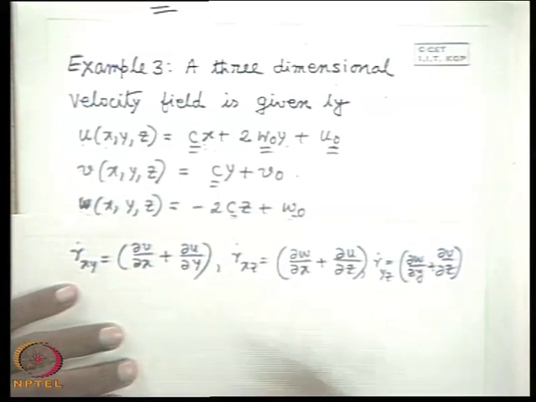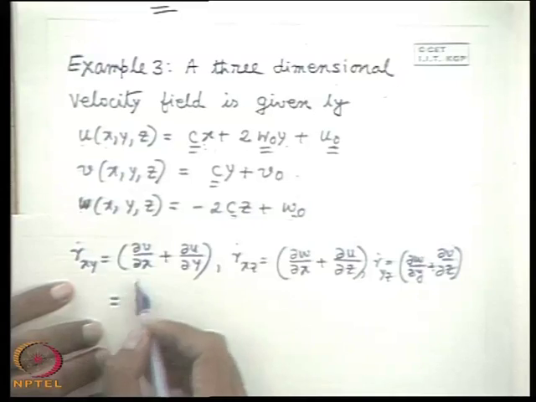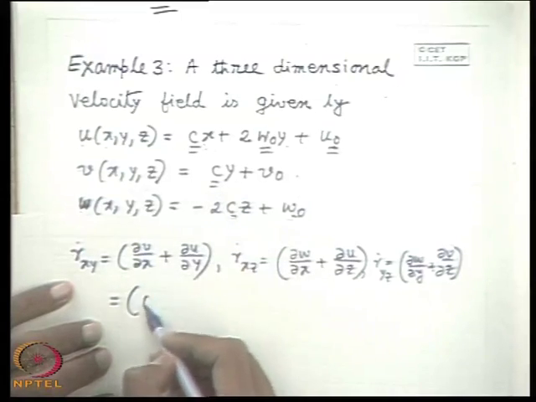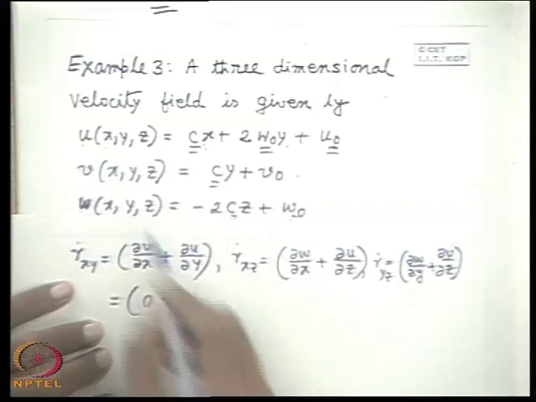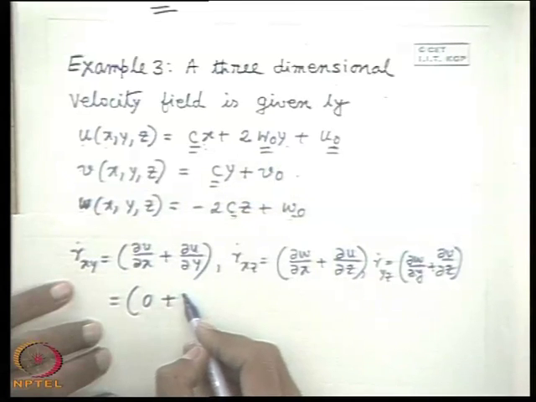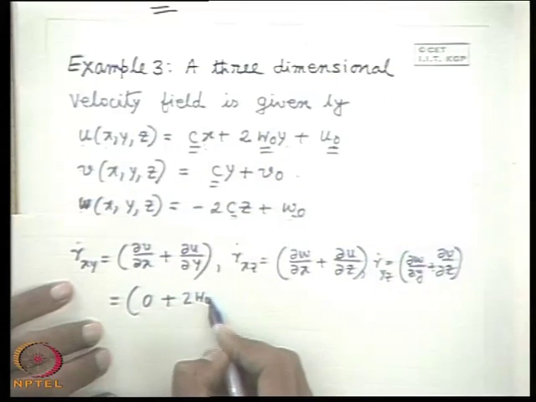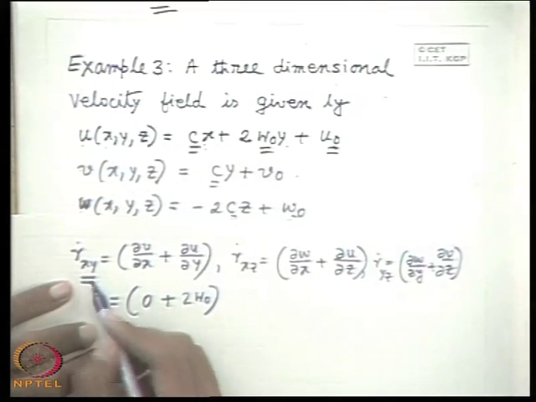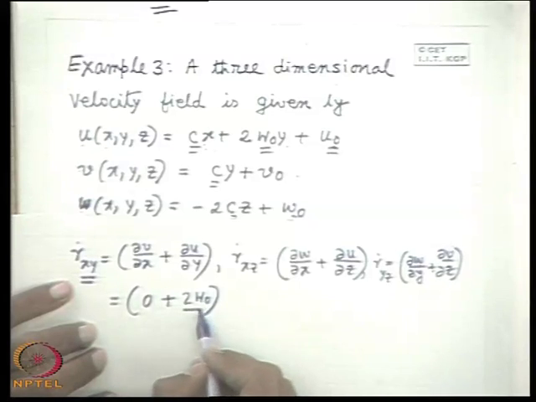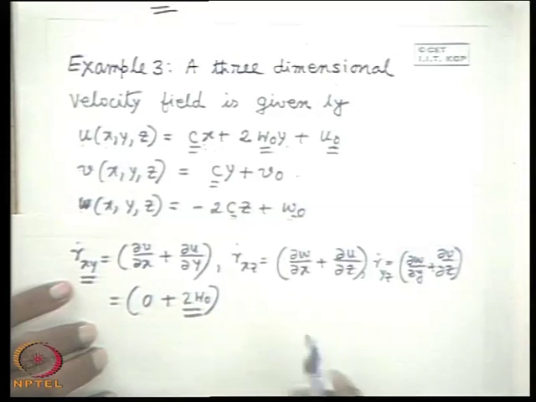Now what is del v del x? With a straightforward substitution, it is 0. V is not a function of x. But del u del y is not 0, it is twice w0. That means it has got a fixed angular strain rate in the xy plane, which is twice w0.